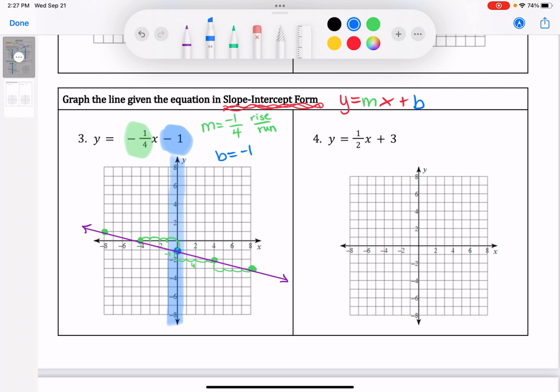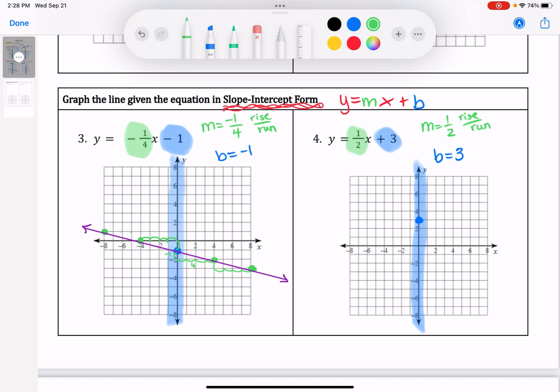So if I look at number 4, again, if you want to try this one on your own, pause your video, see if you can do it. So b would be positive 3 in this case, and m would be positive 1/2. So m is 1/2, and b is positive 3. We always begin with b on our y-axis, so I'm going to put a point up here at positive 3 on the y-axis, and then I'm going to do my rise over run from that point.